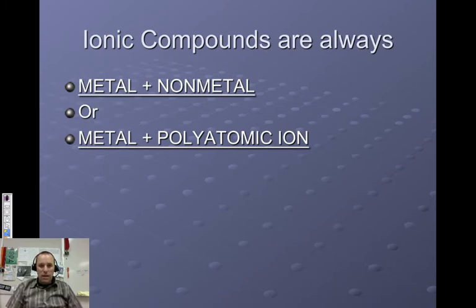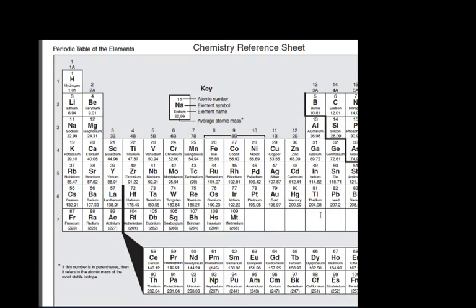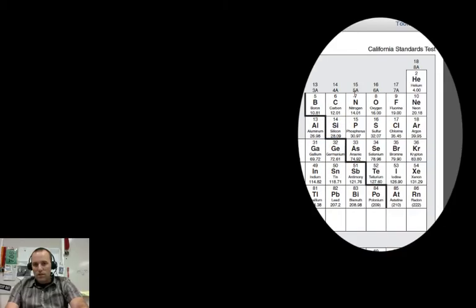How do you know if it's a metal? The staircase on the periodic table. To the left are the metals. To the right are the nonmetals. Remember, look here. Okay? All of these are metals. All of these over here to the right of the staircase are nonmetals.